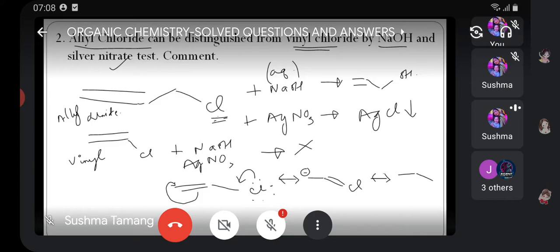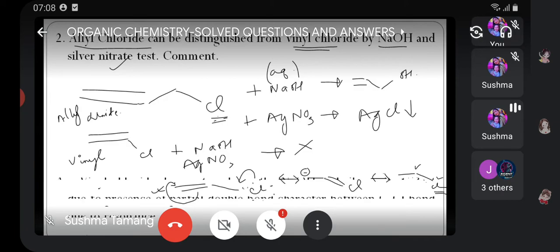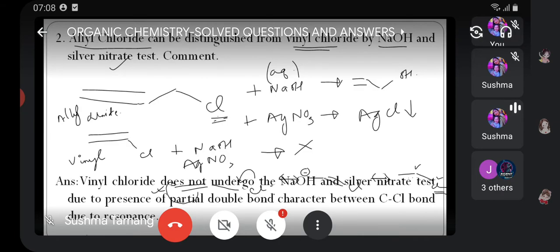So when you draw the canonical structure of this resonance, what you can see is a double bond between carbon and chlorine. A double bond means it is difficult to break. Unless the chloride leaves and is released, the reaction will not go further. Here it is written: vinyl chloride does not undergo the NaOH and silver nitrate test due to the presence of partial double bond character between the C-Cl bond due to resonance. So again I'll draw the structure.